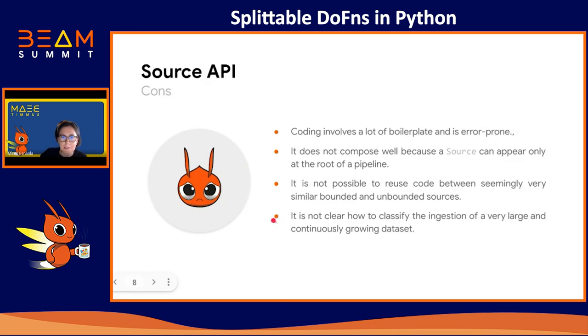And sometimes you face problems that are hard to classify, okay? For instance, consider that we are ingesting a very large and continuously growing data set. Imagine that we are watching a directory to see if new files are being created, okay? Do I consider that a bounded source scenario, because I already have some files there when I go to watch, or an unbounded one, because it is constantly growing and new files are added? So it's hard to classify that kind of problem using this API, okay?